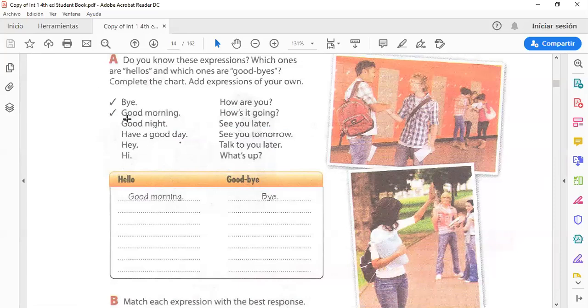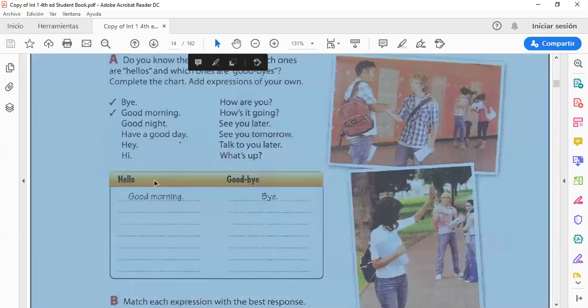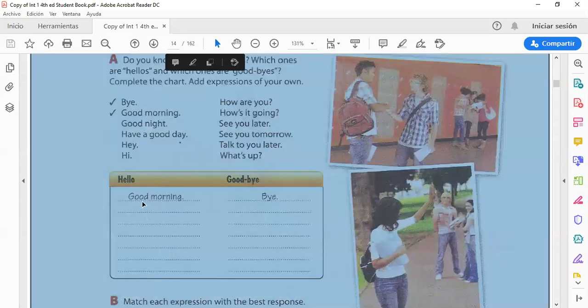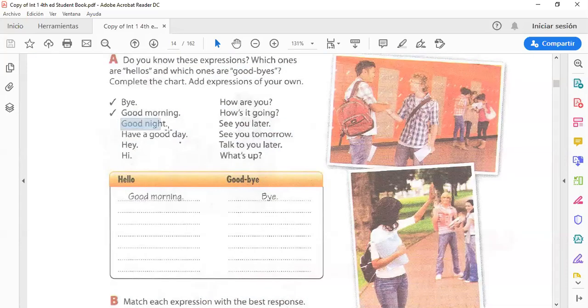So we have different ways to say hello and goodbye. I'm going to select the word and you tell me if it's hello or goodbye, okay? For example, bye is a way to say goodbye. Good morning is a way to say hello, okay? So let's see. Good night. What is good night? Is it hello or goodbye?